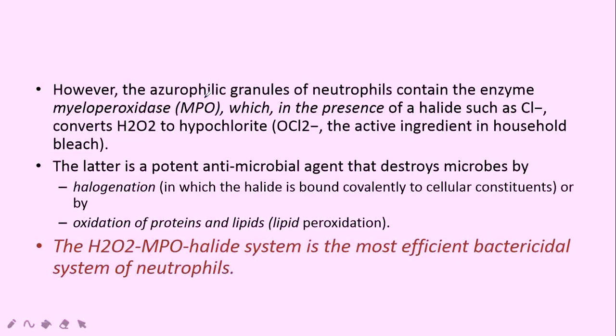The neutrophils contain eosinophilic granules which contain myeloperoxidase, which in the presence of halide converts H2O2 to hypochlorite, and it is a potent microbicidal agent. It kills microbes by causing halogenation and oxidation of proteins and lipids of microbes.